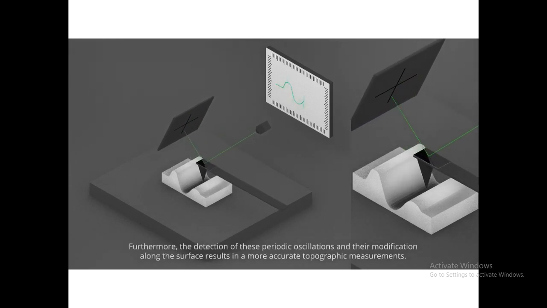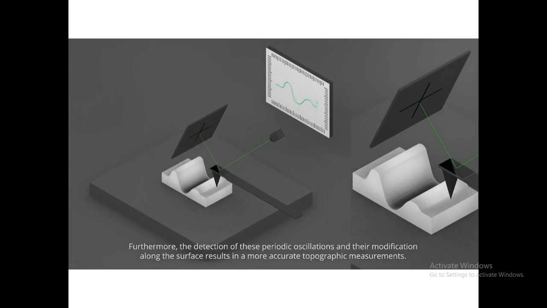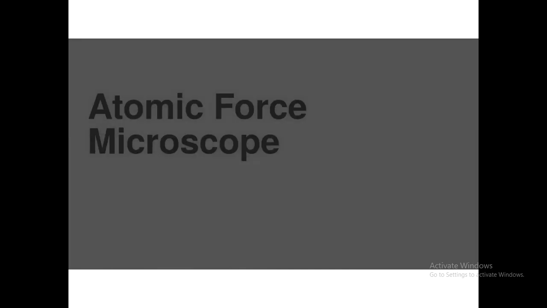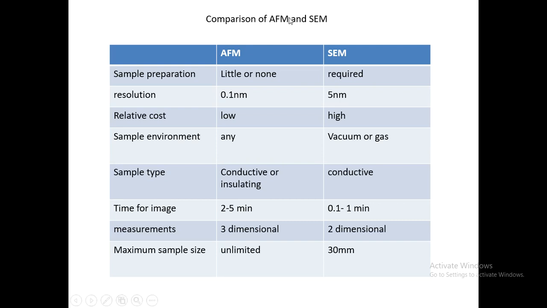See here, the movement of a cantilever which is attached to a probe gets the image on the screen. So that is the concept of AFM. The image is obtained by using the force acting on the tip on the surface. Now, a comparison of AFM and SEM.